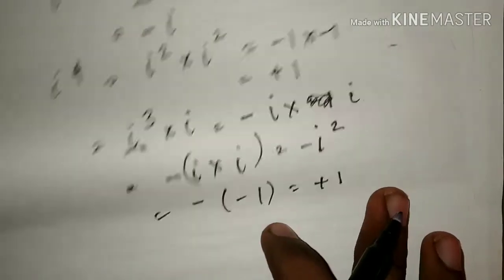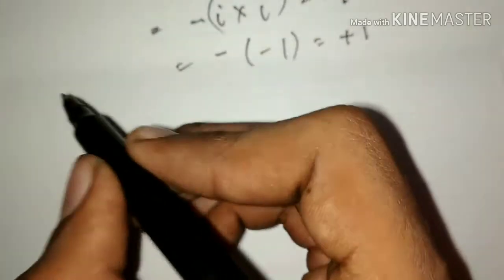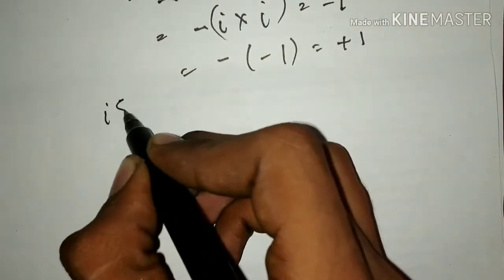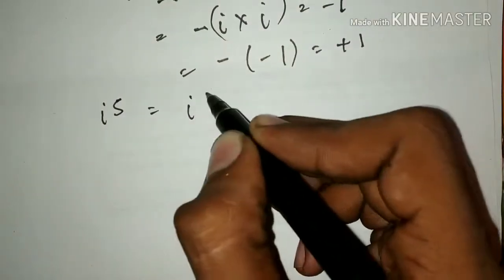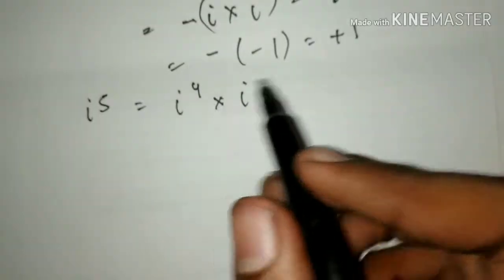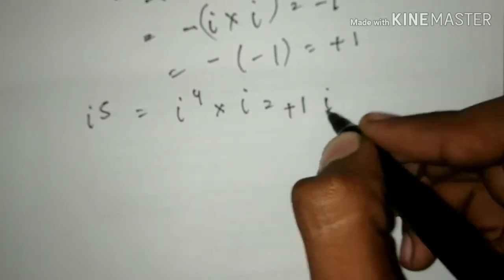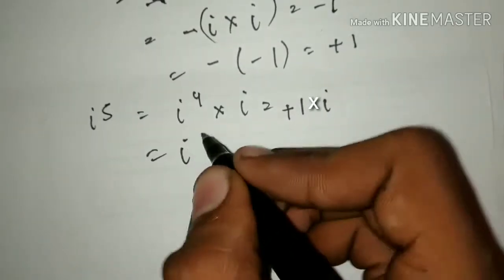Now you might ask the question, what is the value of i to the power 5? Well, we can do this in a similar way, that is i to the power 4 into i. i to the power 4 is +1 and the i remains as it is, so it's just i.